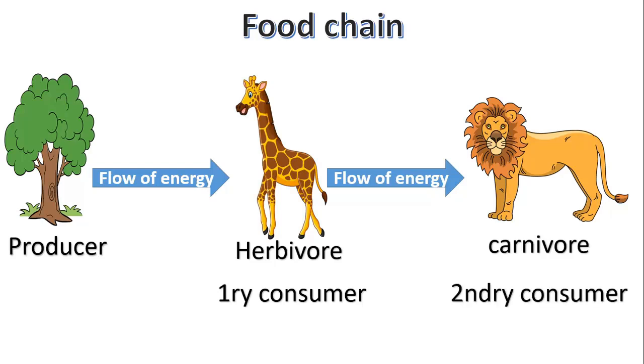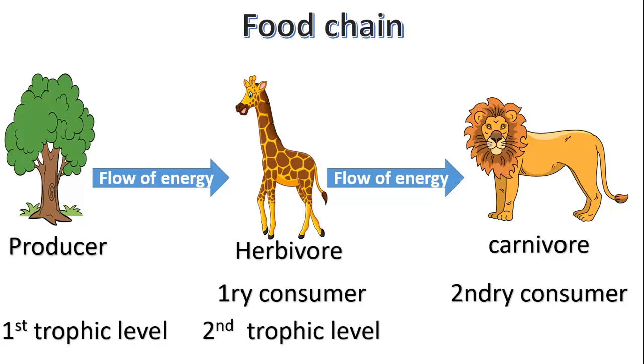And then the carnivore will be in the position of the third point of the food chain, or the third trophic level. So we call all of the stages of the food chain trophic levels. Producers always lie in the first trophic level, and herbivores must be in the second trophic level.